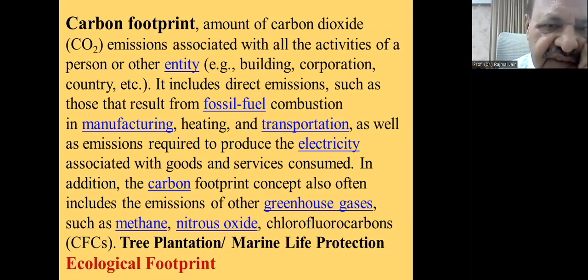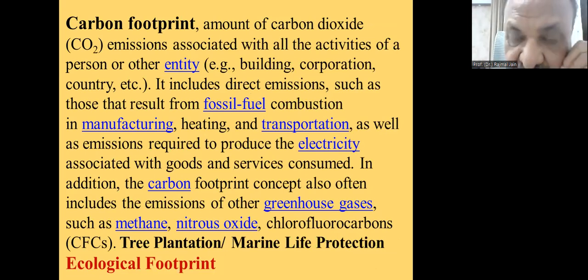I told you in the beginning, don't get confused between biomass and the carbon footprint. The carbon footprint is another important aspect, in addition to whatever I talked to you about. The carbon footprint is a number.